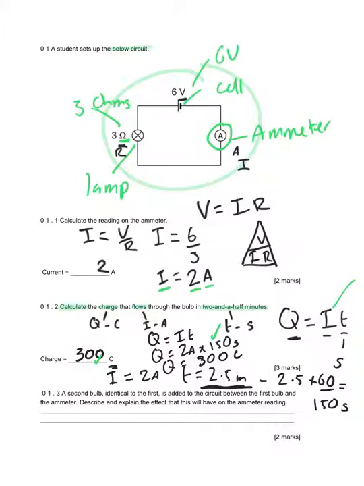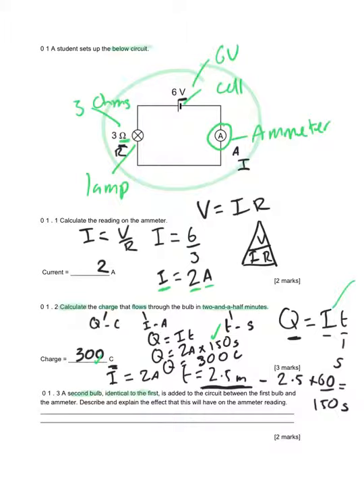Okay, so the next question, 1.3, is a bit of a word problem. It asks me to do a bit more reasoned thinking. So this is an example of reasoning skills based on things that I know. So let's pick the question apart a little bit. A second bulb identical to the first one. So that suggests to me if it's identical, this is also going to have a resistance of 3 ohms.